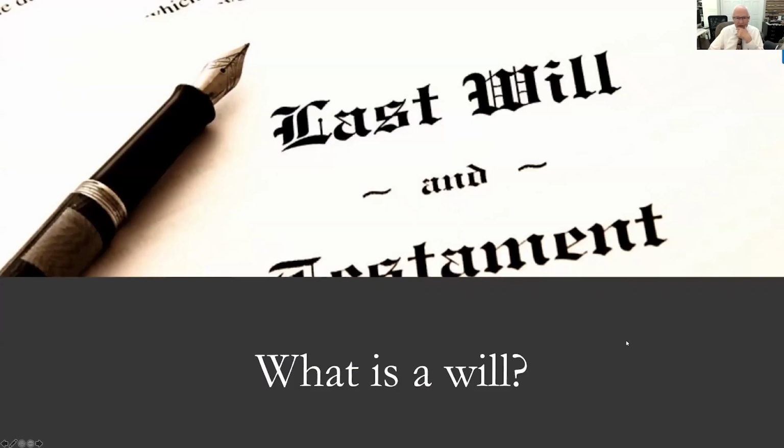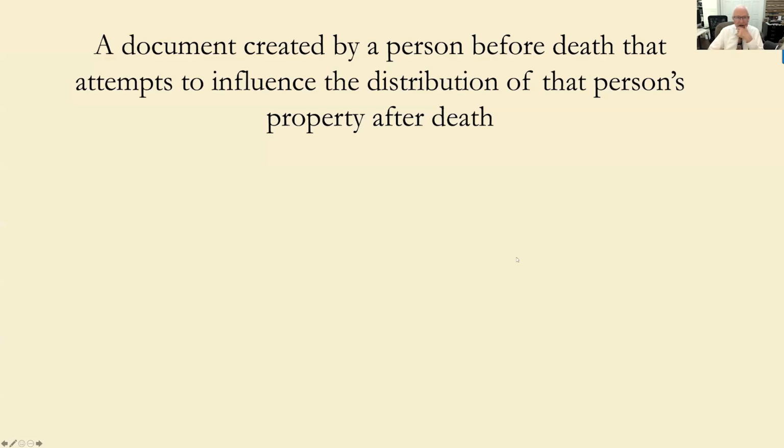Okay, now we haven't even answered this one. So what's a will? A will is a document created by a person before death that attempts to influence the distribution of that person's property after death. Let's emphasize the word attempts. Many people think that, oh, the will, we can't violate the will. The will is what happens. Oh, well, we wish.